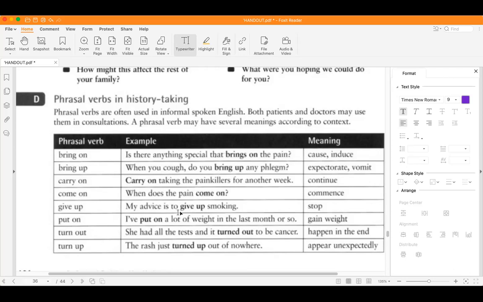Turn out means happened in the end. Like, she had all tests and it turned out to be cancer. Turn up means appear unexpectedly. Like, the rash just turned up out of nowhere.